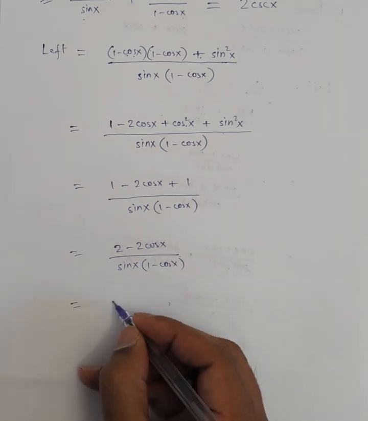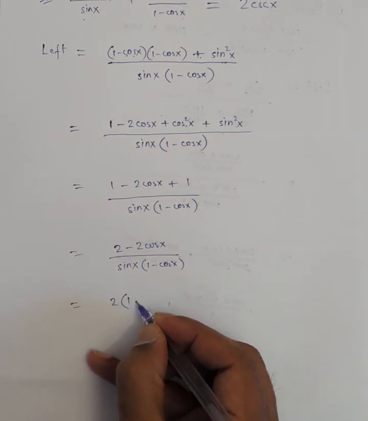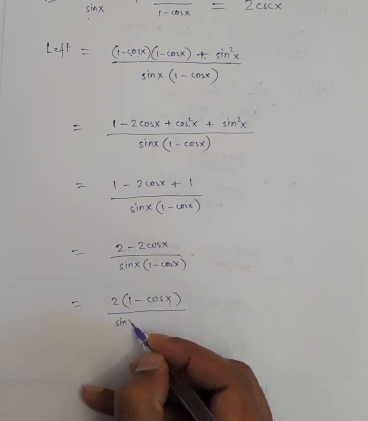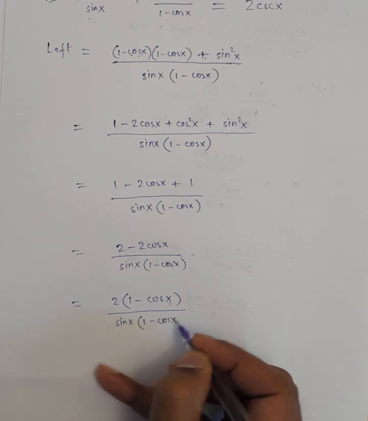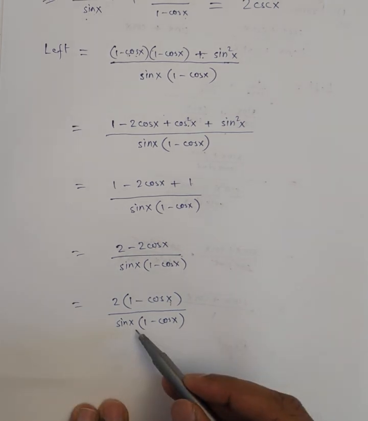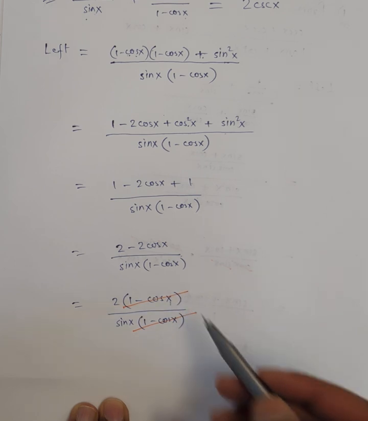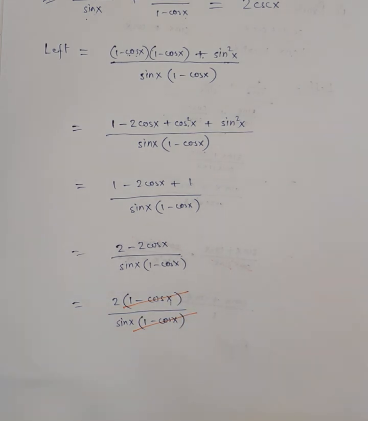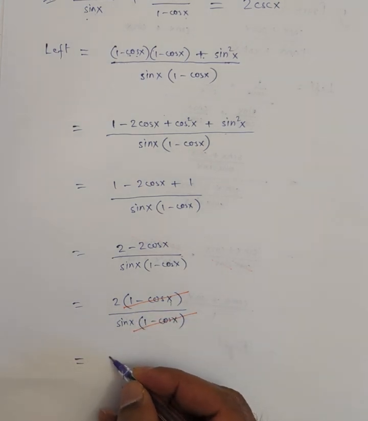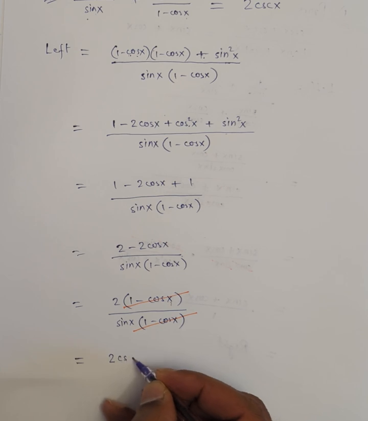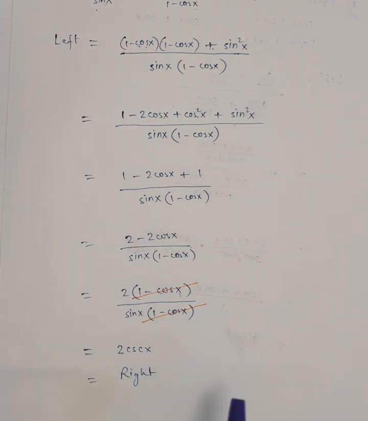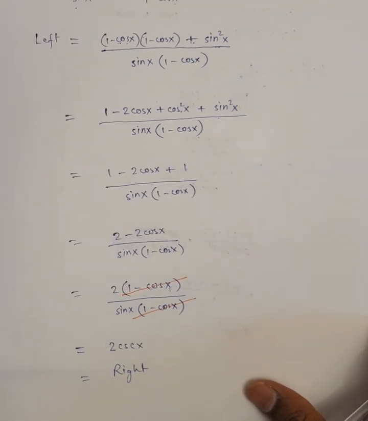And notice we can factor a 2 in the numerator. Then you get 1 minus cos x divided by sin x times 1 minus cos x. Now we see a common factor of 1 minus cos x in both numerator and denominator. So we can cancel those two. And finally, we are left with 2 over sine x. But 2 over sine x is nothing but 2 times cosecant x, which is equal to the right side. And we proved the result.